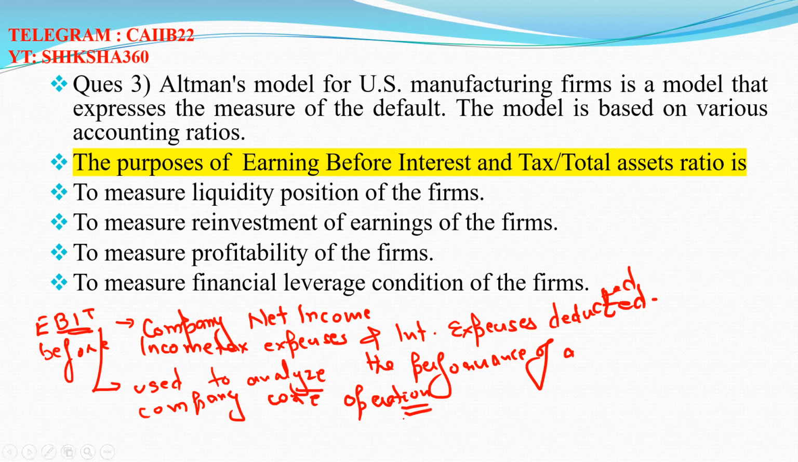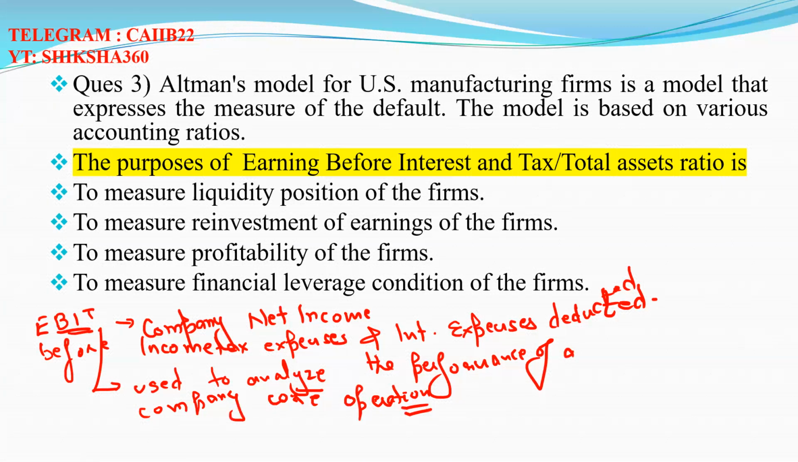It is used to analyze the performance of a company's core operation. So basically we can say that these are the company's net income, before the income tax expenses and the interest expenses are deducted.